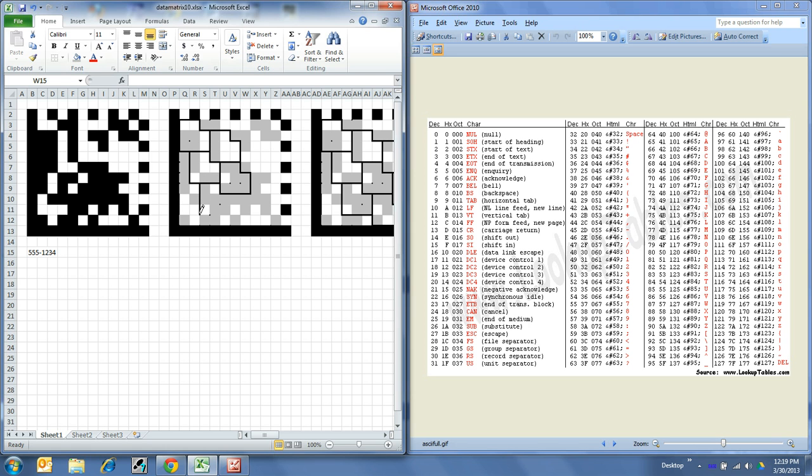I know this is tedious and uninteresting, but if you want to solve a data matrix by hand, this is what you've got to do. A couple more here to do, not many more. And oops, darn it, Excel. There we are. Okay, so there's all the data words that are the standard kind of L bracket, if you will.